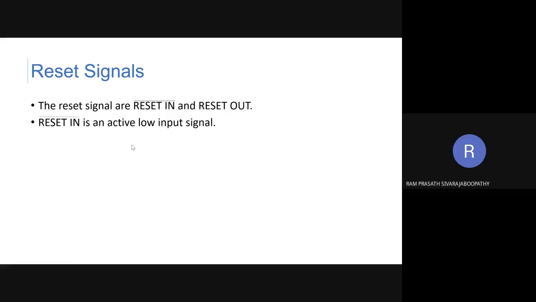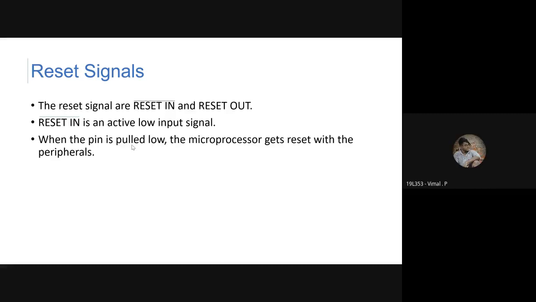Shivakumar typed if it is active high, the CPU remains in off state. The pin is pulled low in the reset in, and when it comes from low to high, so we call it an active low input signal. When we pull it low, the microprocessor gets reset. Not only the processor, it resets all the peripheral devices which are connected to the CPU or the processor. Yes.